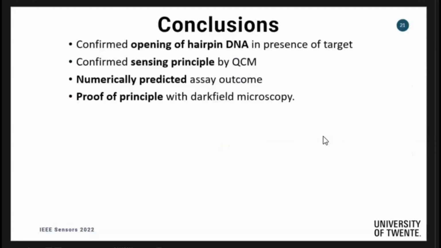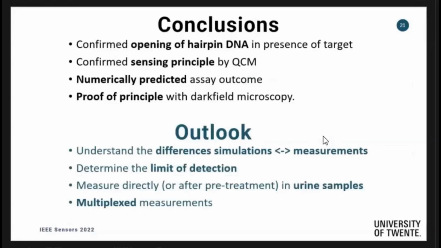So to conclude, we confirmed the opening of the DNA hairpin. We confirmed the sensing principle by the scatter plots I showed you. We numerically predicted the assay outcome, which did not fully match. And we also proved the principle with the optical measurements. Of course, we want to go to the end product, but first we need to understand the differences between the simulations and measurements so we can better design our assay.